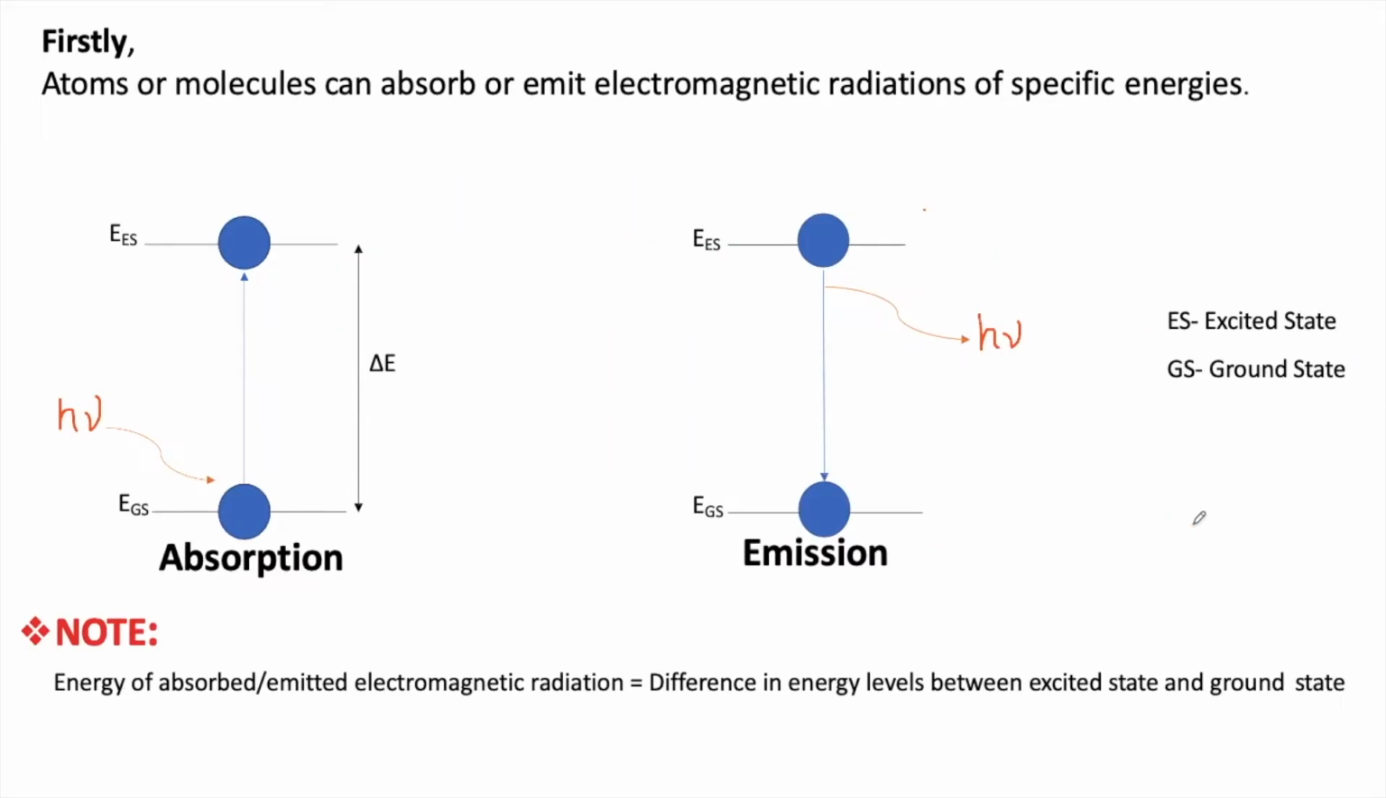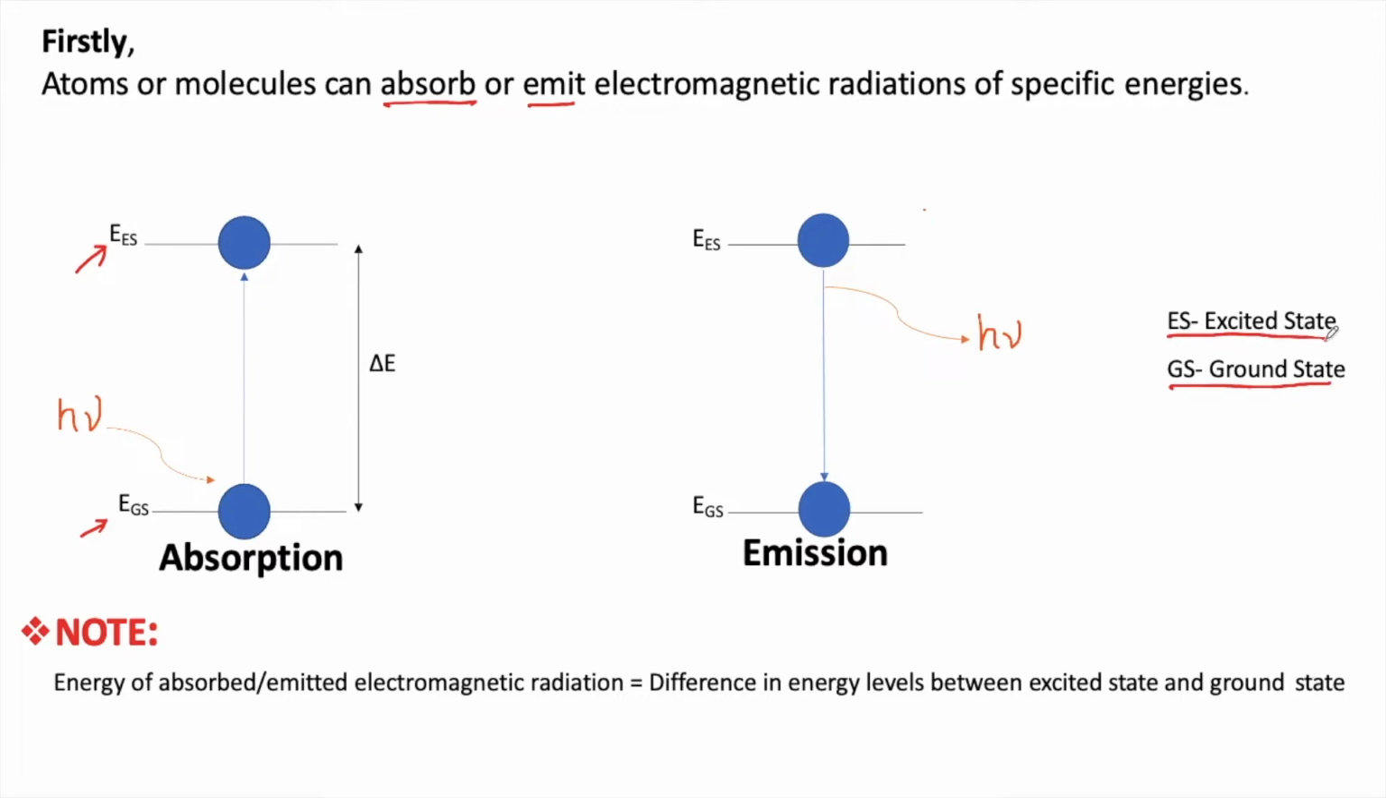Firstly, atoms or molecules can absorb or emit electromagnetic radiations of specific energy when interaction takes place. So the words absorb and emit are very important here. Let's have a look at absorption first. Before moving towards that, let me tell you about these two energy levels, which I have written as EGS and EES. EGS stands for energy of the ground state and EES stands for energy of the excited state.